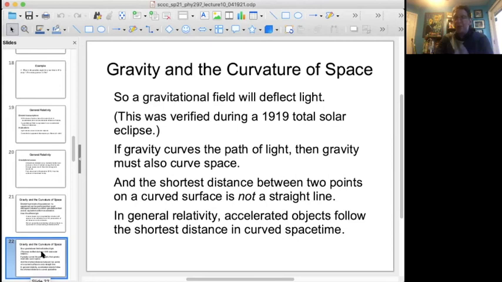So if gravity curves the path of light, then gravity must also curve space. And the shortest distance between 2 points on a curved surface is not a straight line. So in general relativity, accelerated objects follow the shortest distance in curved space-time. The math Einstein developed for this is quite intimidating, but we're not going to go through that at this level of physics. But if you go to graduate school, you might see it.